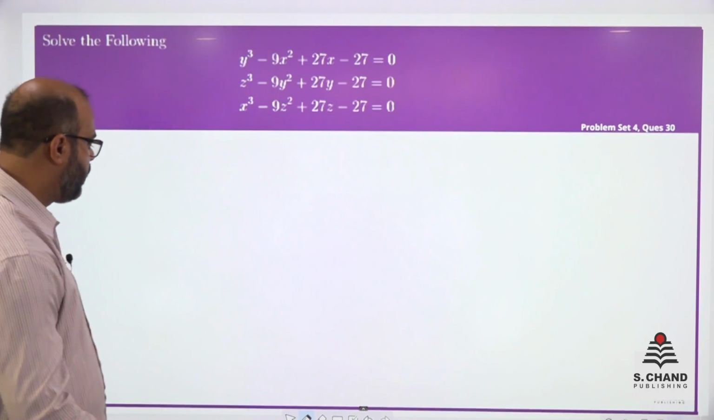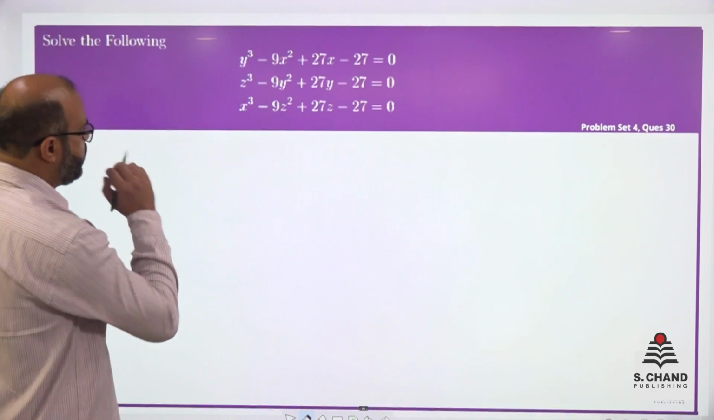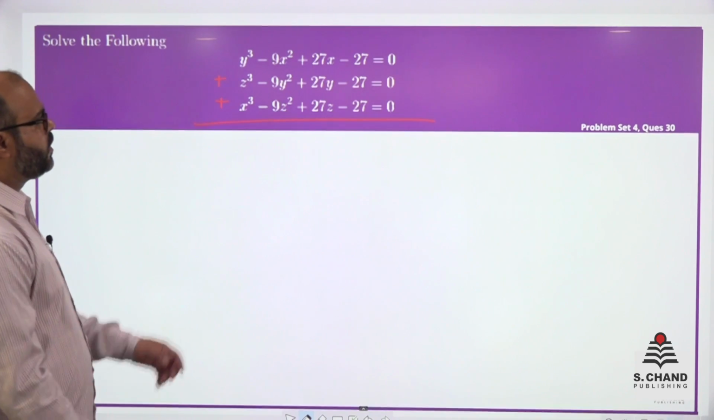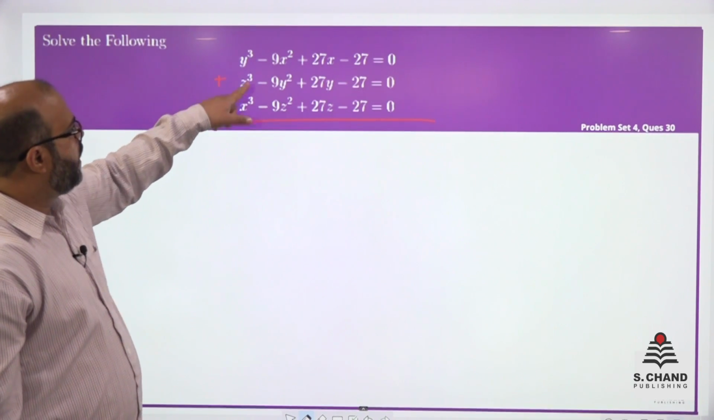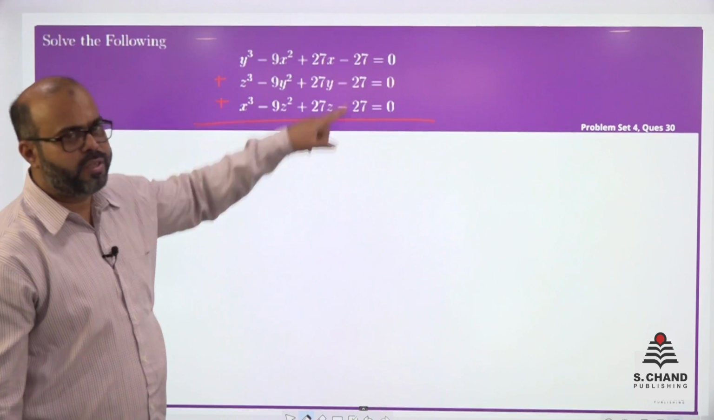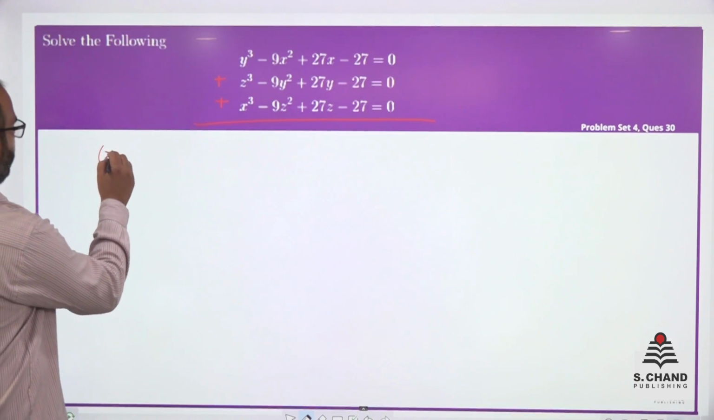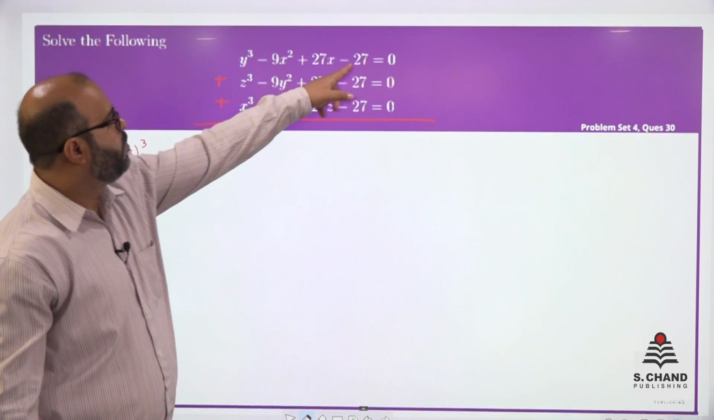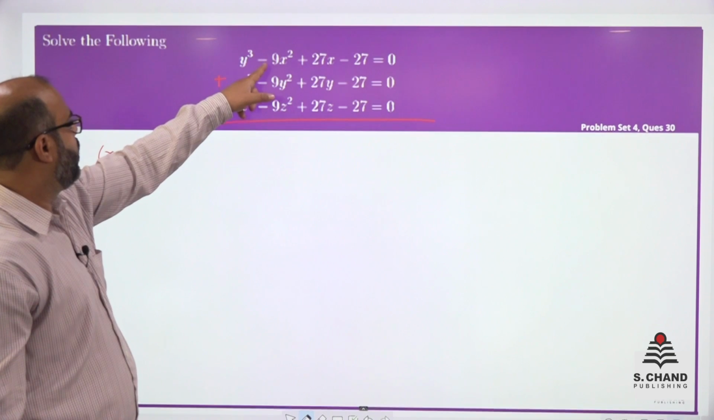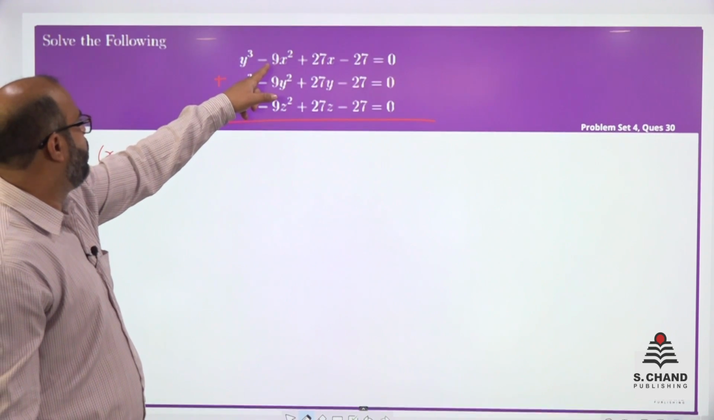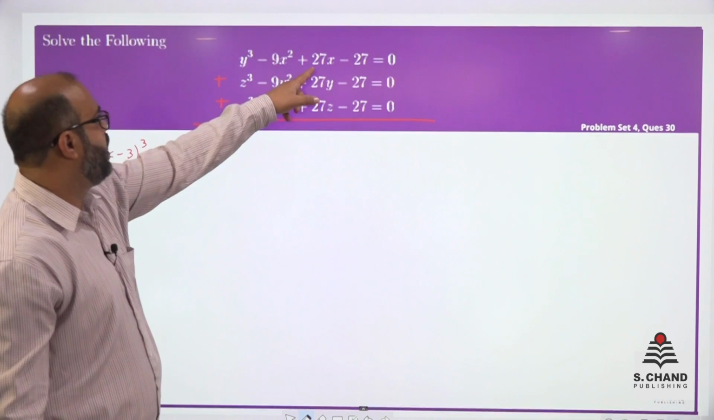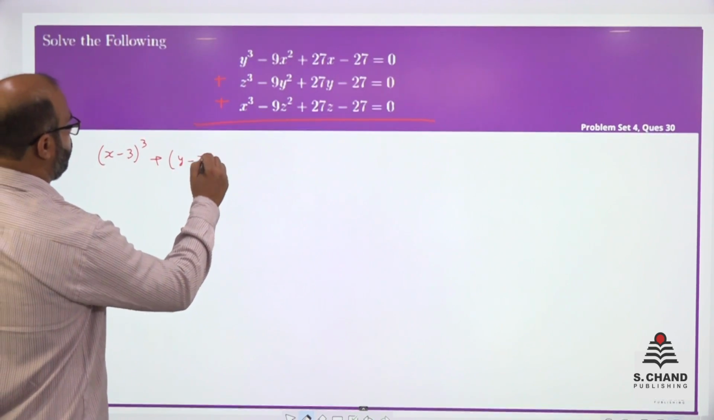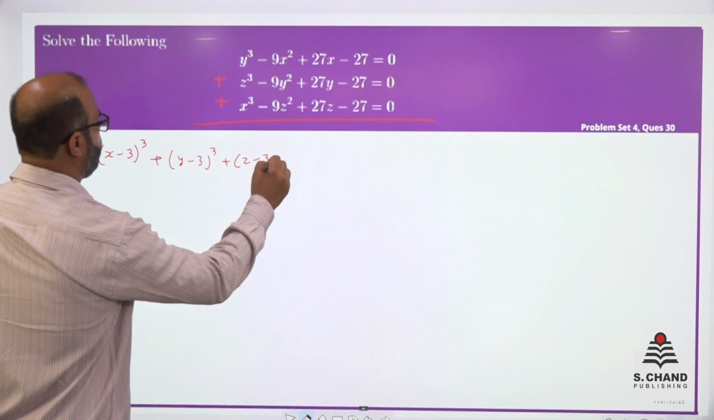Be concentrated here. First of all, we will add all of these equations. When we add all of these equations, x cube minus 9x square plus 27x minus 27 will become a formula of x minus 3 whole cube, a cube minus b cube minus 3a square b plus 3ab square. Similarly, plus y minus 3 cube plus z minus 3 cube. This will be equal to 0.